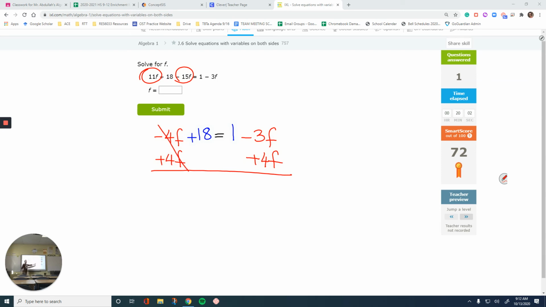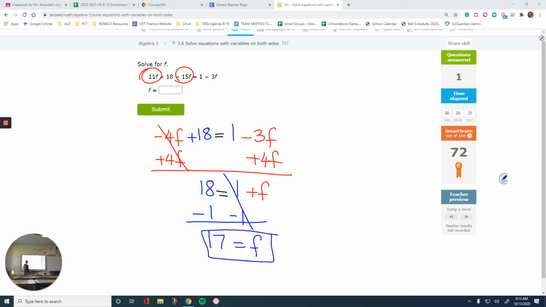Now I have positive 1f on the right side. Positive f. Drop down this 18. It's positive. Drop down the equal. And then 1. Now I need to combine the blue ones. One is on the left, the other one is on the right. So I need to get rid of that positive 1 by doing its opposite. 18 minus 1 is 17 equals f. So f equals 17.